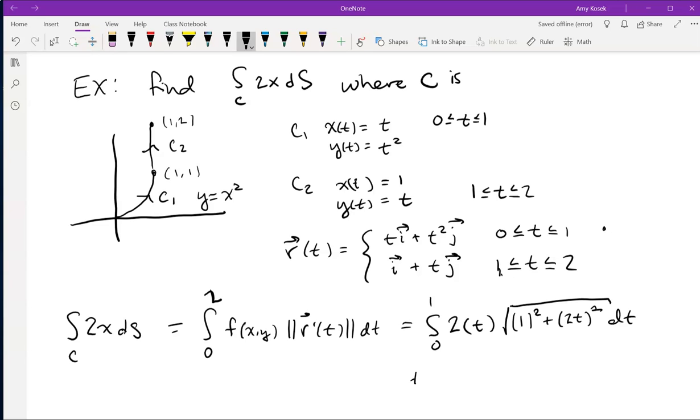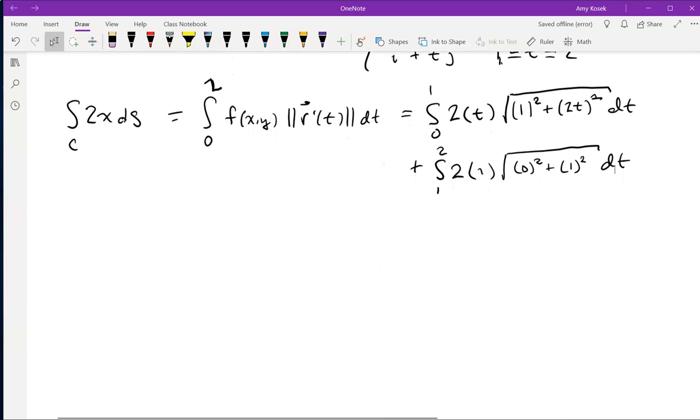And then notice, though, that I still need to pick up my next integral, which will go from 1 to 2. Here, x is the x component, which is 1, so it'll be 2 times 1, times the square root of x of t is 1, so x prime is 0. And then we have plus y of t is t, so y prime is 1, and we'll do that squared. dt.